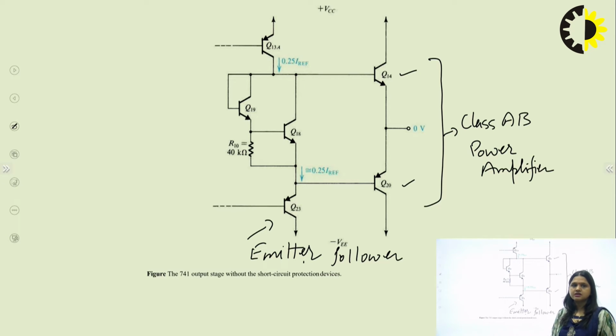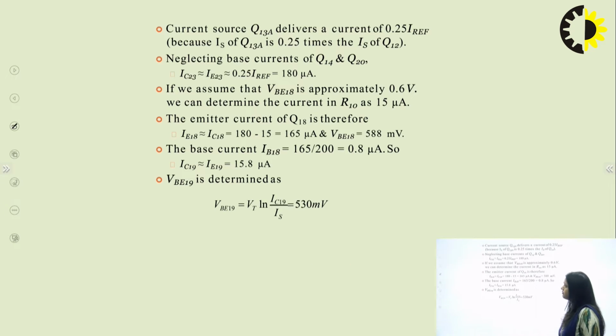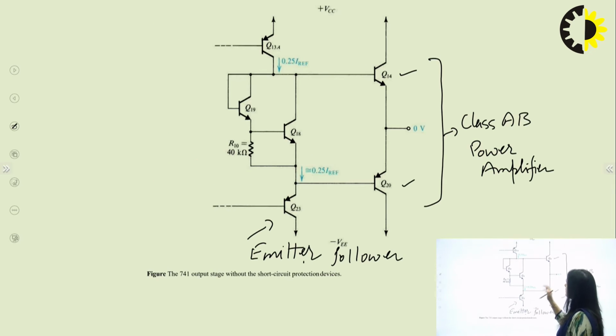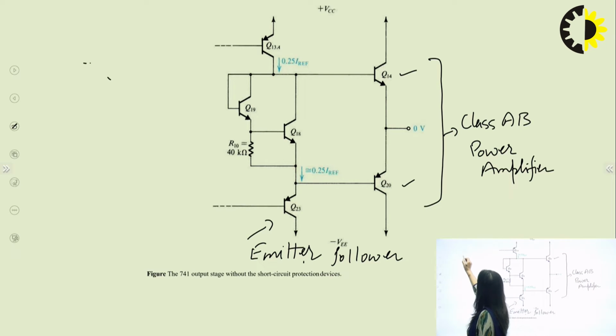And class, because this is the output stage, we definitely require power amplifiers. So start with the analysis of this output stage. Now we have to calculate IC, the parameter which I want to calculate.